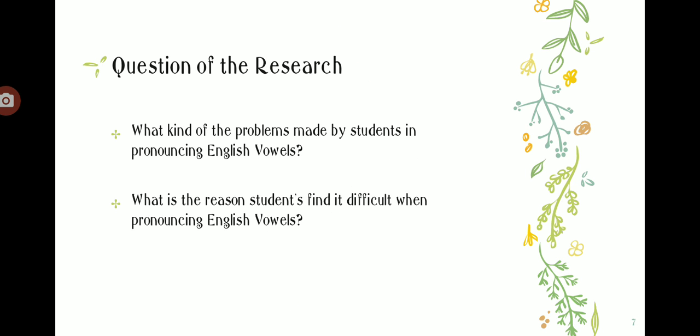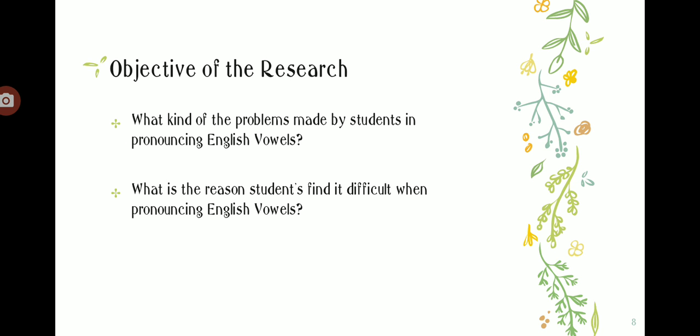And these are the questions of the research. There are 2 questions. The first is, what kind of problems are met by students in pronouncing English vowels? And the second, what is the reason students find it difficult when pronouncing English vowels? And this is the objective of the research. There are 2 objectives of the research. The first is, what kind of problems are met by students in pronouncing English vowels? And the second, what is the reason students find it difficult when pronouncing English vowels?